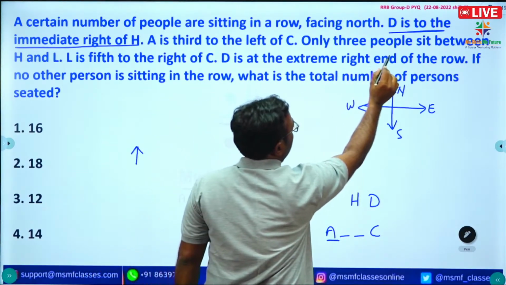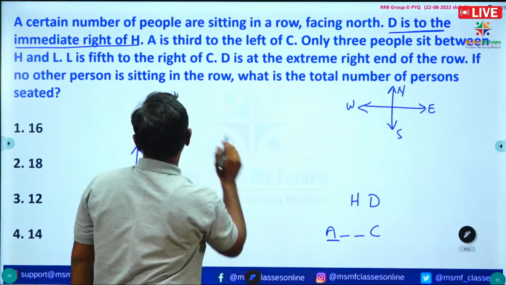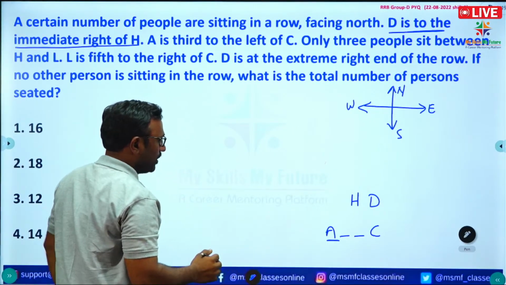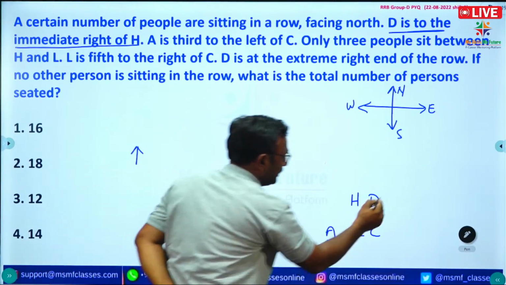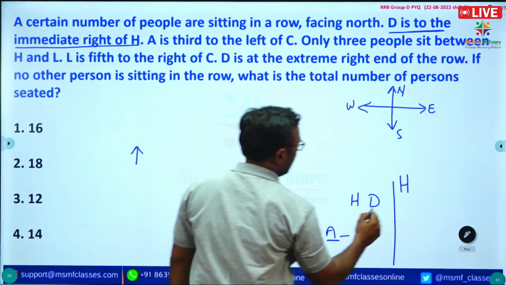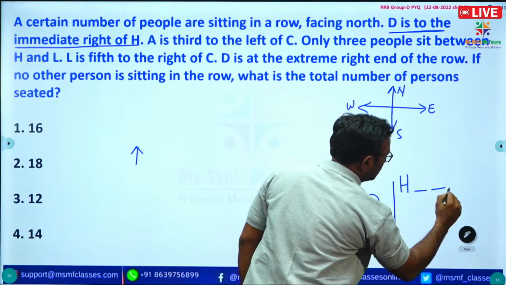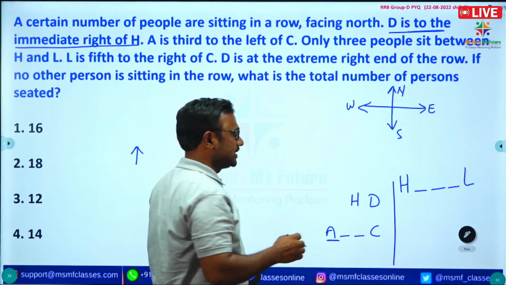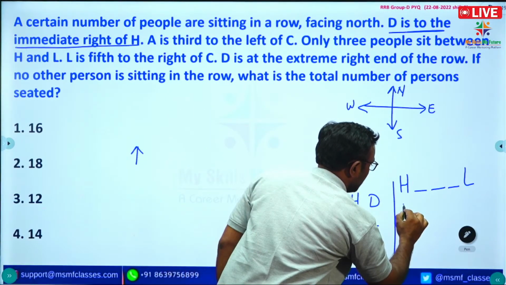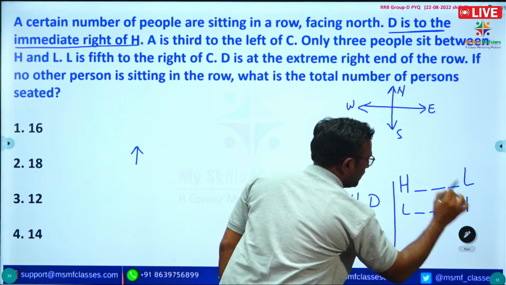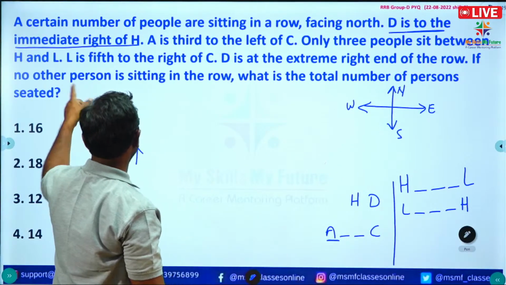Only 3 people sit between H and L. See here, only 3 people sit between H and L. So 1, 2, 3, L. So we can raise 2 cases. One case is this and the second case is this.